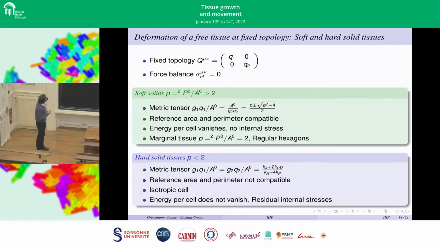Now you can calculate the critical value of P. It's when this stuff here vanishes. It's again what you would obtain for a regular hexagon. If you calculate 2p and a0 for a regular hexagon and multiply by the S factor that I eliminated, you would find this value too.